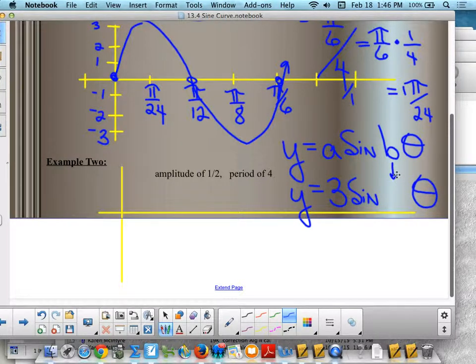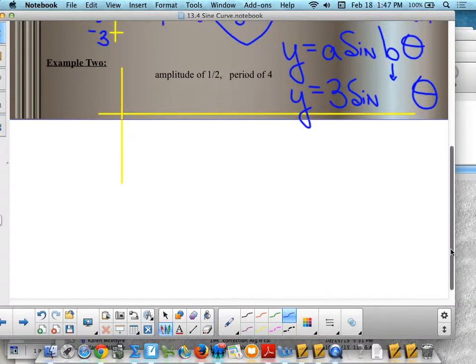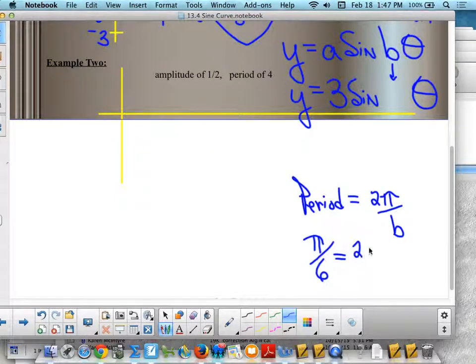This B, a lot of students just don't know where to go to get that B. Where did B show up today in a formula? It'd be the bottom number in the period. So the period of your function is 2 pi divided by what? B. Okay, there's where B shows up. So if you want the B value, you need to know this. Do you know your period? It's pi over 6. Okay, so pi over 6 should equal 2 pi over what? B. Now solve.